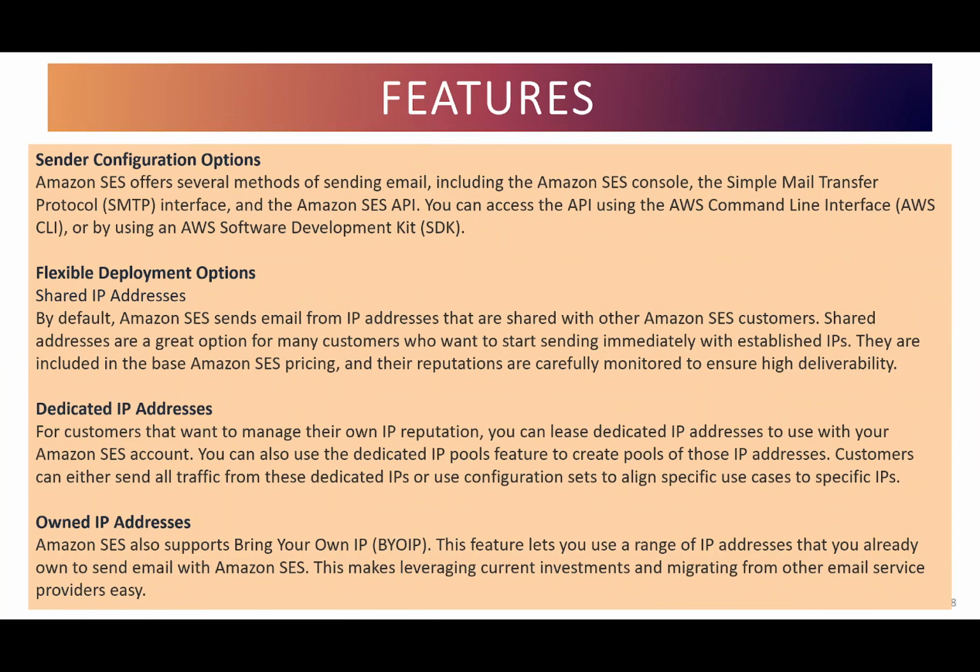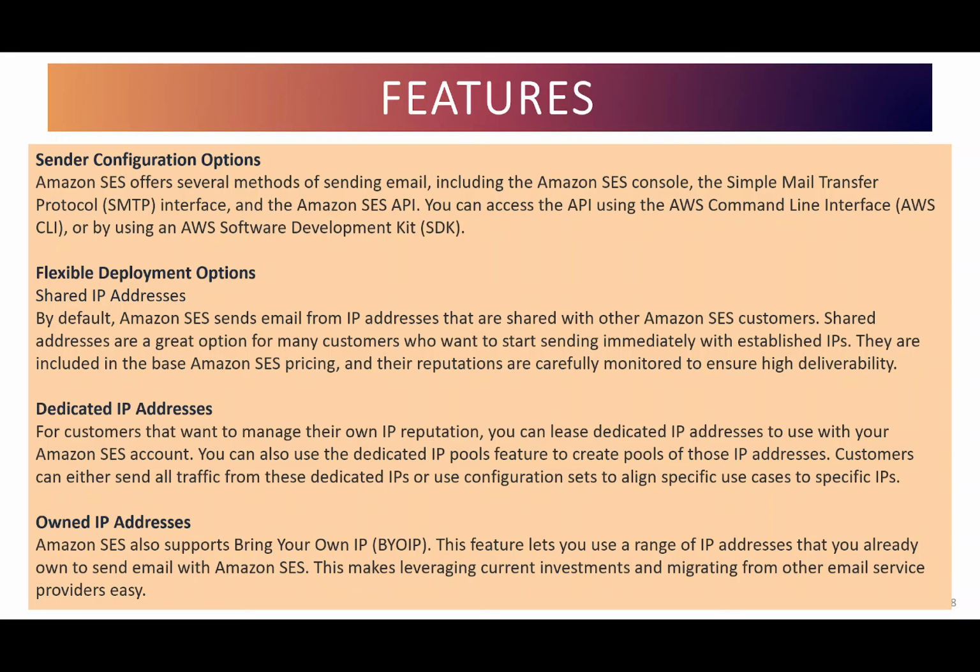Features. Sender configuration options. Amazon SES offers several methods of sending email, including the Amazon SES console, the Simple Mail Transfer Protocol, SMTP, interface, and the Amazon SES API. You can access the API using the AWS command line interface, AWS CLI, or by using an AWS Software Development Kit, short form SDK.